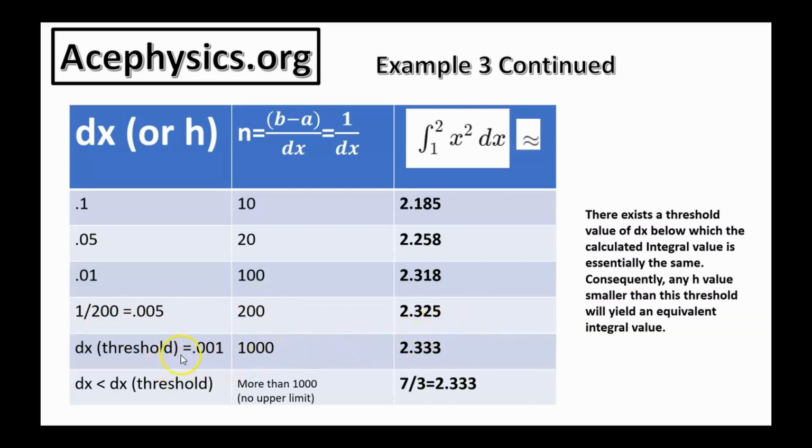For this case, dx of 0.001 is the threshold. There are 1,000 terms in that sum, and the value for that is 2.333. There might be more numbers after that. Imagine your measuring equipment only has accuracy up to 3 decimal places. Any dx smaller than that produces the same number.